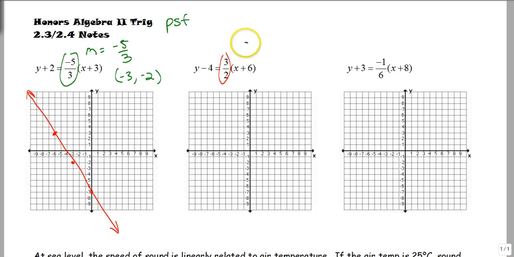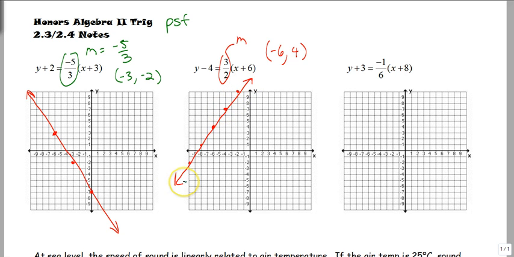Alright, here's my slope. My point, opposite of x is -6. The opposite of y is +4. So I'm going to graph -6, +4. And my slope is 3/2. So I'm going to go up 3 over 2. 1, 2, 3, 1, 2. 3, 1, 2. And you could also go down and to the left. Alright, and there are the dots. Connect them.